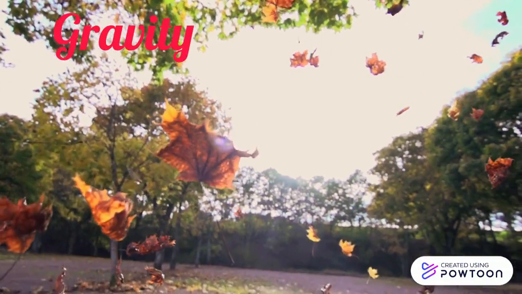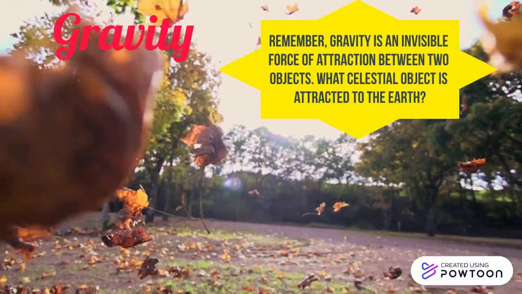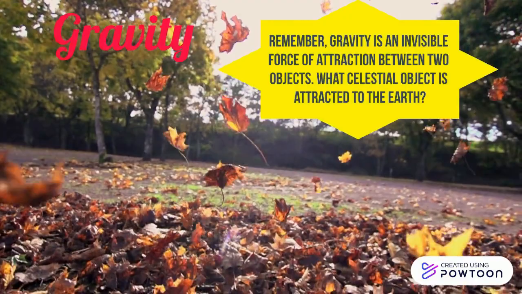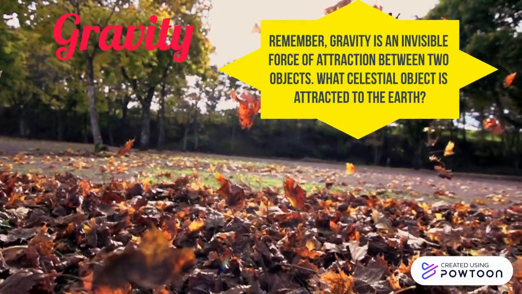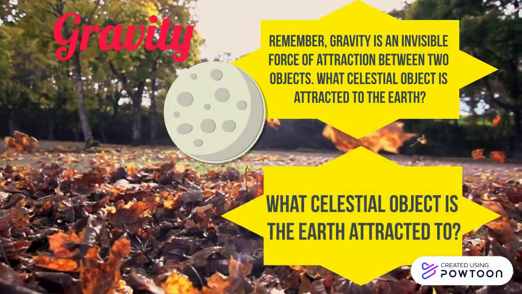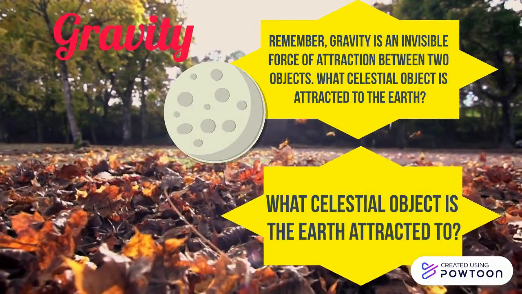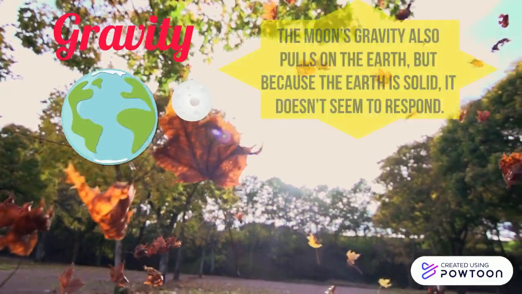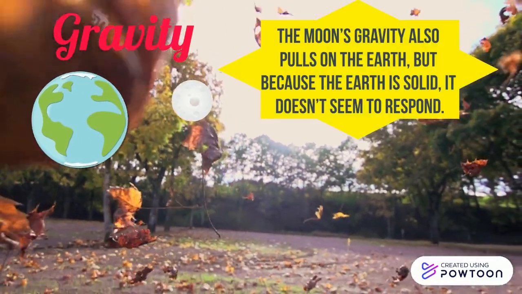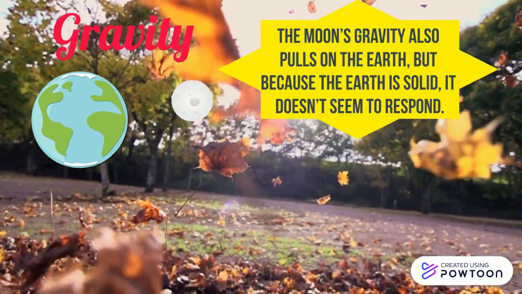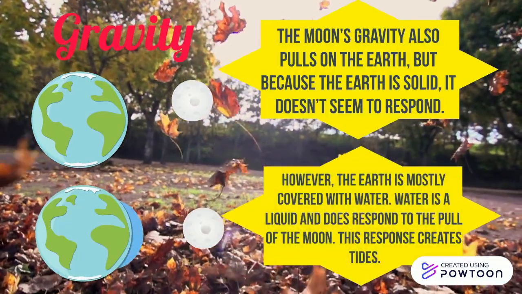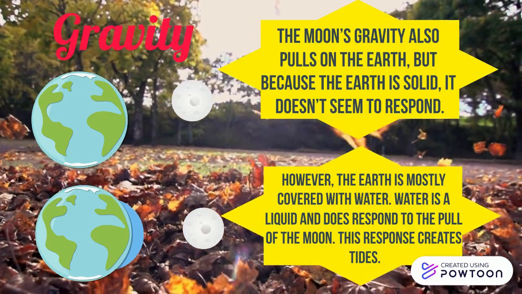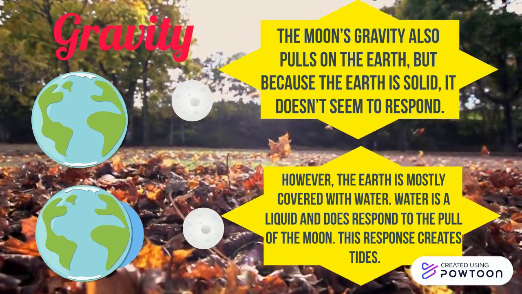Tides happen because of gravity. Remember, gravity is an invisible force of attraction between two objects. What celestial object is attracted to the Earth? The moon. What celestial object is the Earth attracted to? The sun. Now, the moon's gravity also pulls on the Earth, but because the Earth is solid, it doesn't seem to respond. However, the Earth is mostly covered with water, and water as a liquid does respond to the pull of the moon. This response creates tides.